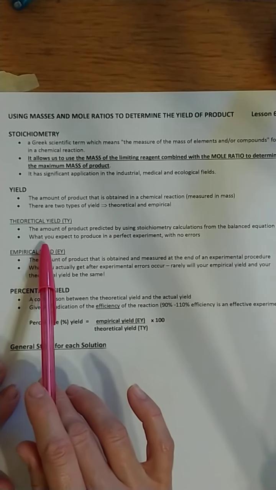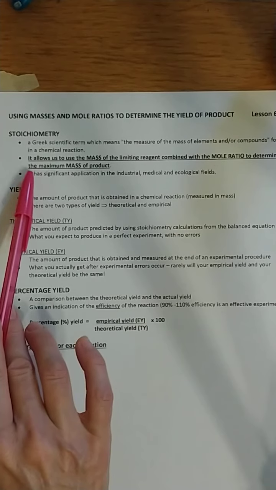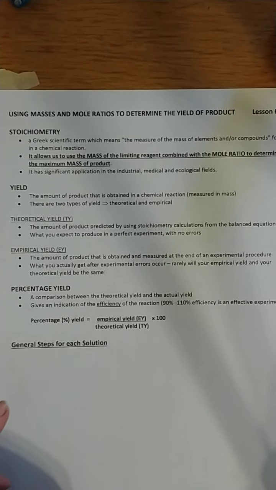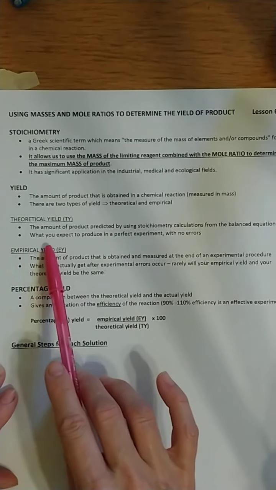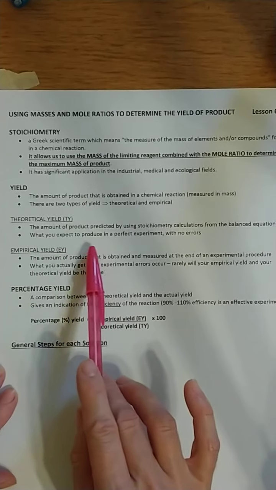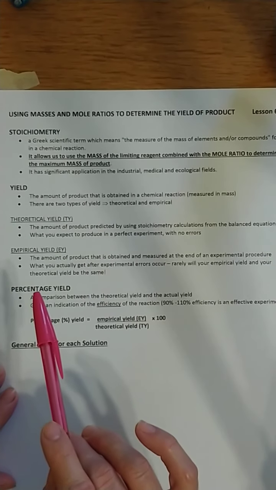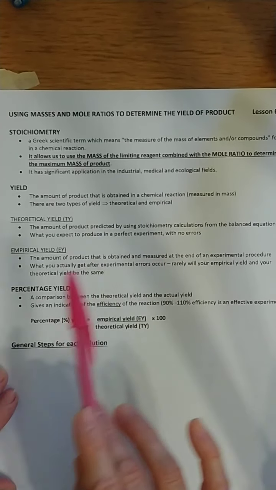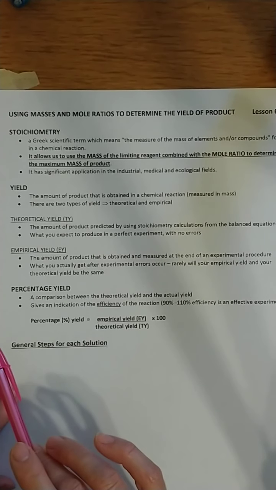The theoretical yield is the one we get using the stoichiometry calculation. So it's using our periodic table, punching in some numbers, and calculating an answer. It would be the answer we would get if we were to carry this out experimentally and we had an absolutely perfect experiment, no errors. This is the mass that we should be getting.